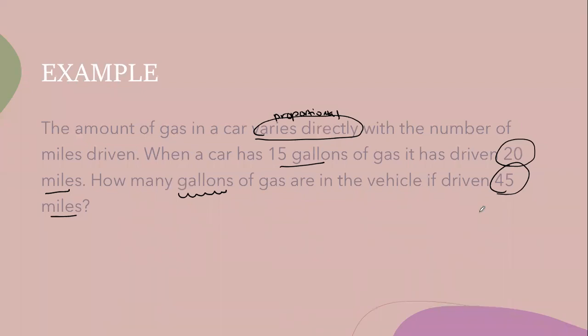So is it 15 over 20? You can do it that way. It doesn't matter. If you do 15 over 20, then you have to do X over whatever that other number is, 45. Okay, so you just have to keep it the same for both proportions. So we multiply, so we do 20 times X. So that's 20X. And then 15 times 45.